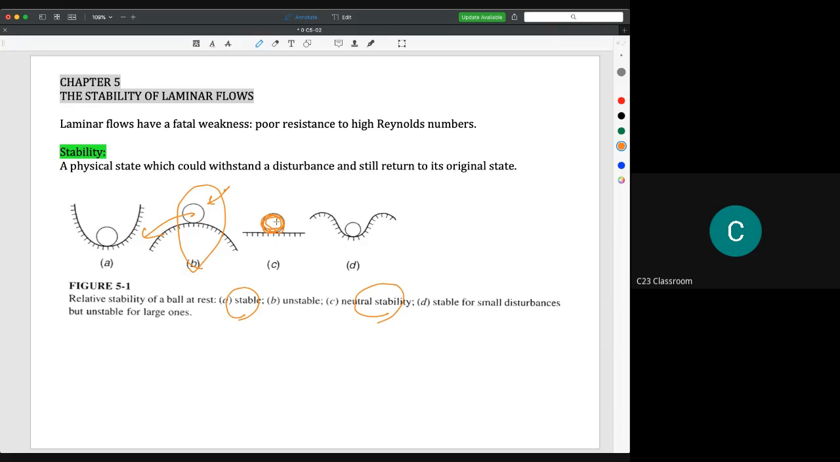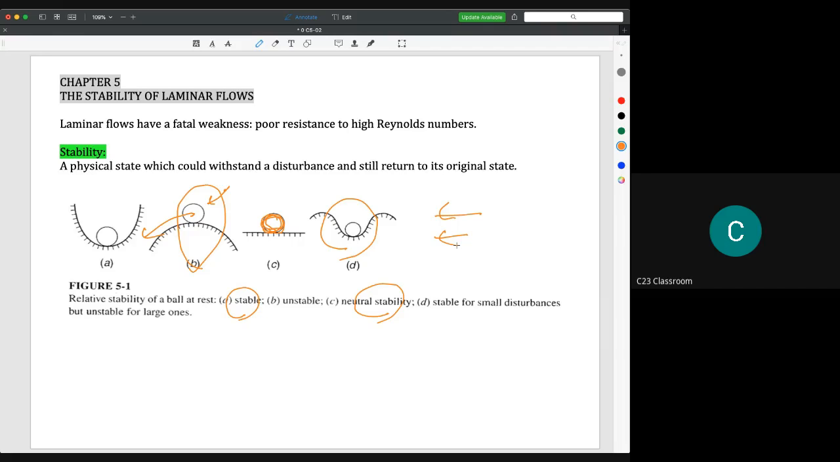And for D here, it can be described as stable for small disturbance but unstable for large one. So this is the very common analogy to describe the stability of one thing. But if you want to relate the stability of boundary layer, I already explained that just now. You just imagine that if you put something, that something actually depends on you.